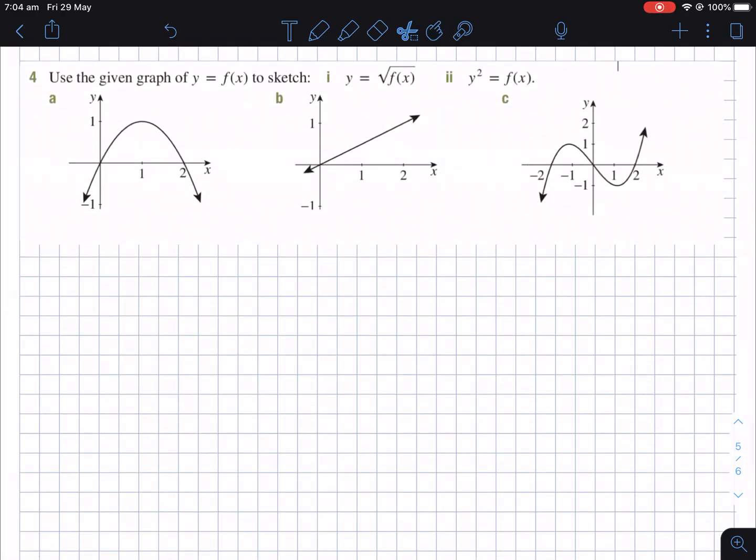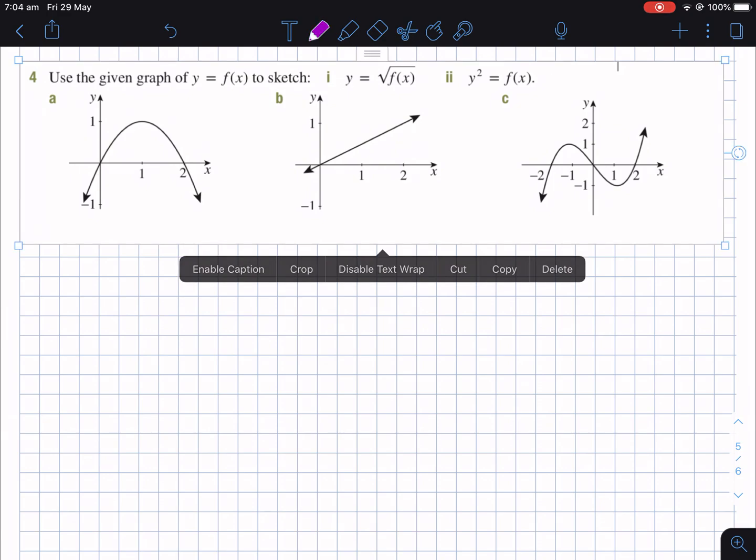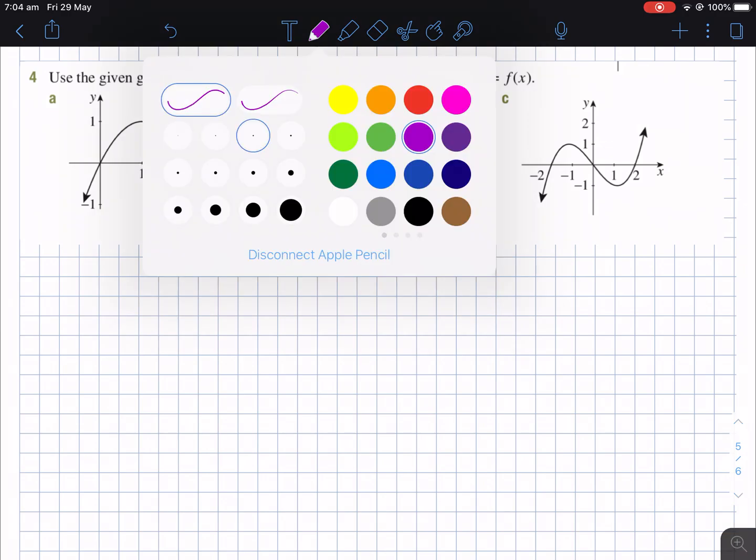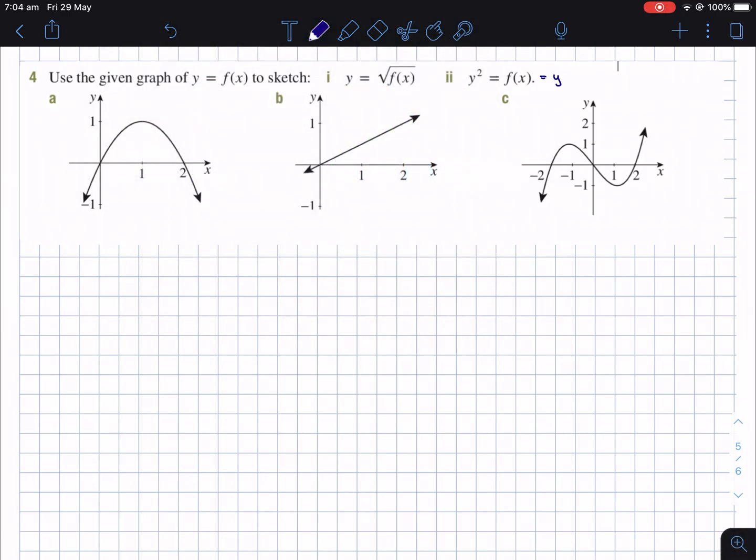Question 4, we're sketching the square root of these, and then we're going to sketch y squared equals that. So you'd think this thing would be just the square root, because y then would be the square root of f of x, but really what it's talking about is the plus and minus. When we're just finding the square root, we're finding the positive square root only, and when we're doing y squared equals f of x, we're doing the positive and the negative, so essentially you're going to reflect it.